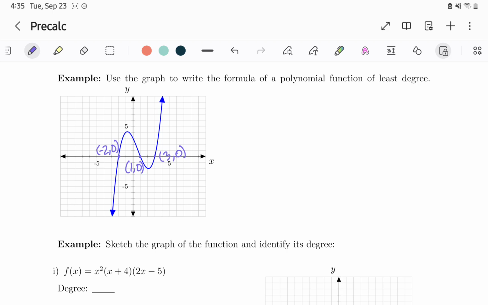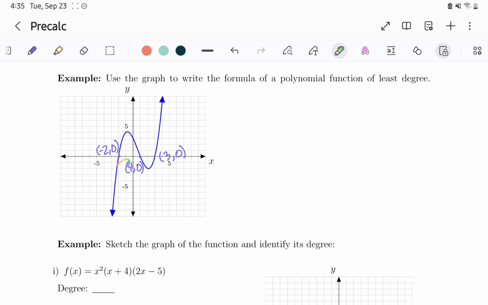So since it's saying that it wants us to write a formula of the polynomial function of least degree corresponding to this graph, well, like that first example we looked at involving the multiplicities, we are going to assume that the multiplicities here for the zeros are going to be 1 or 2. And let's go ahead and check and see what the multiplicities are.